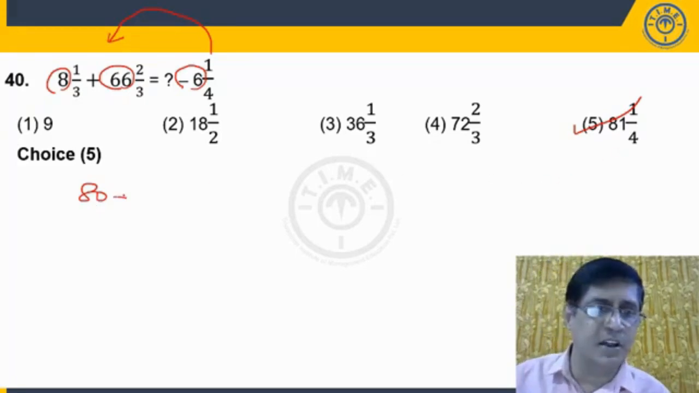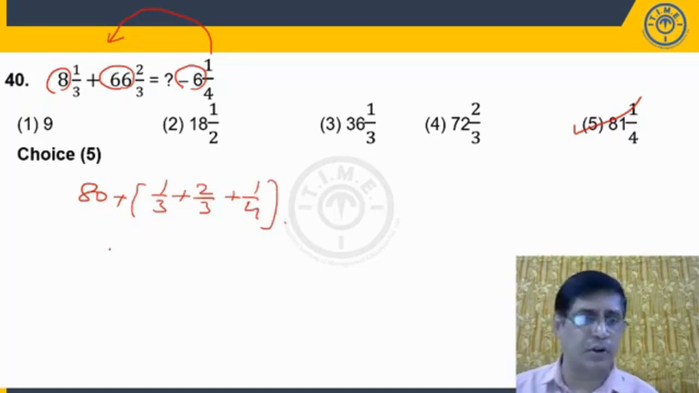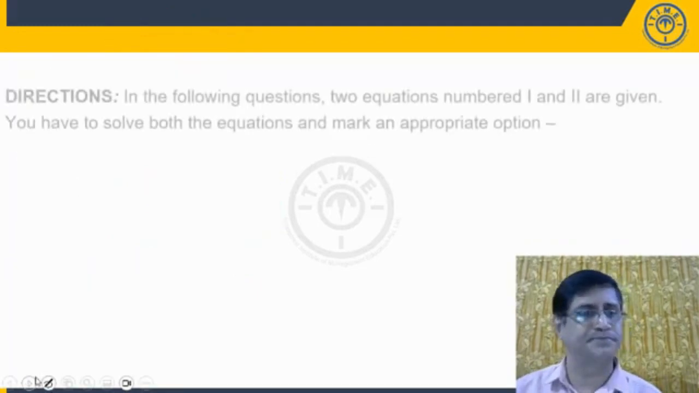But what is the concept here? So 1 by 3 plus 2 by 3 and 1 by 4. Just add all these values, you will get 1 by 4. So 80 plus 1 by 4, that is 81 and 1 by 4. Right choice, option number 5.